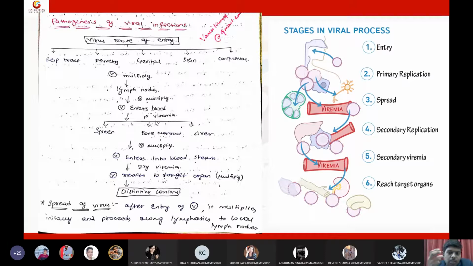These three organs are also associated with a system called the reticuloendothelial system. I haven't discussed much about the reticuloendothelial system with you in physiology because this system is closely related to immunology. It comprises three important organs: spleen, bone marrow, and liver, together called central foci. Now the virus will replicate in the spleen, bone marrow, and liver.